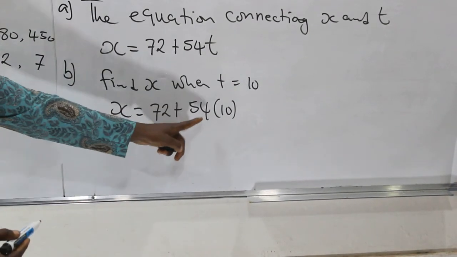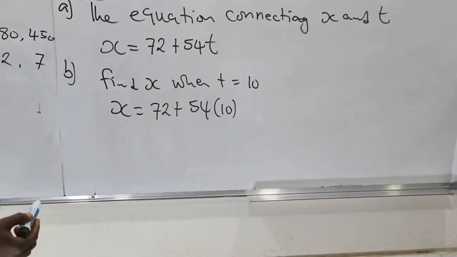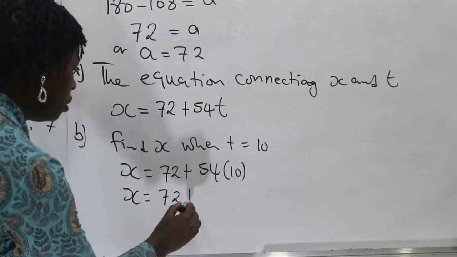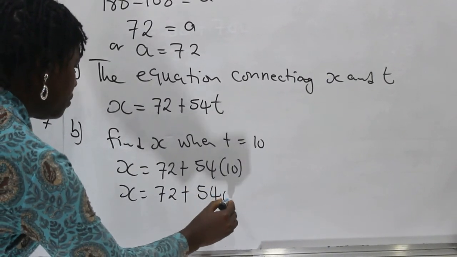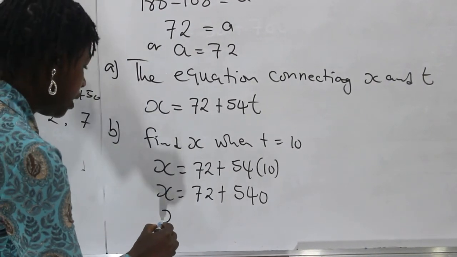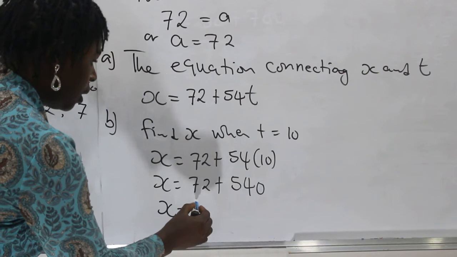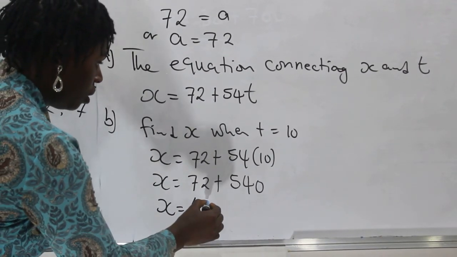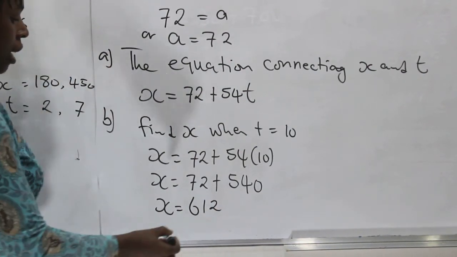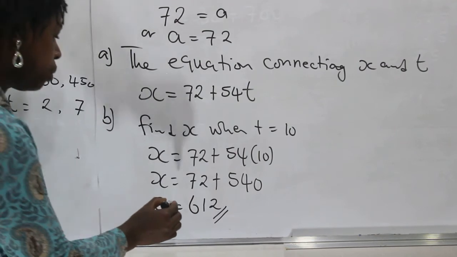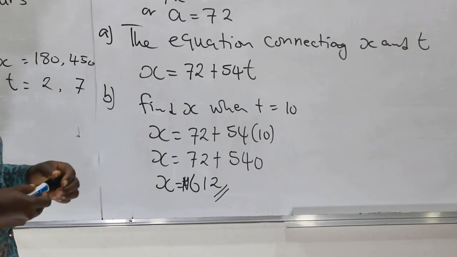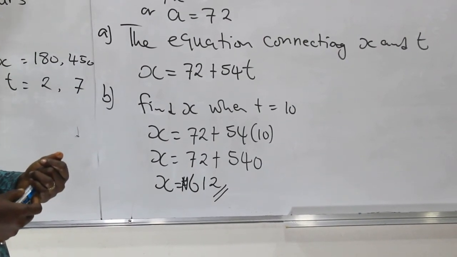So 54 times 10 will give you 540. So we have x equals 72 plus 540. Let's add all this together. If you add it together, your x will be 612. So that is the answer: 612 naira, since we are talking about the cost.